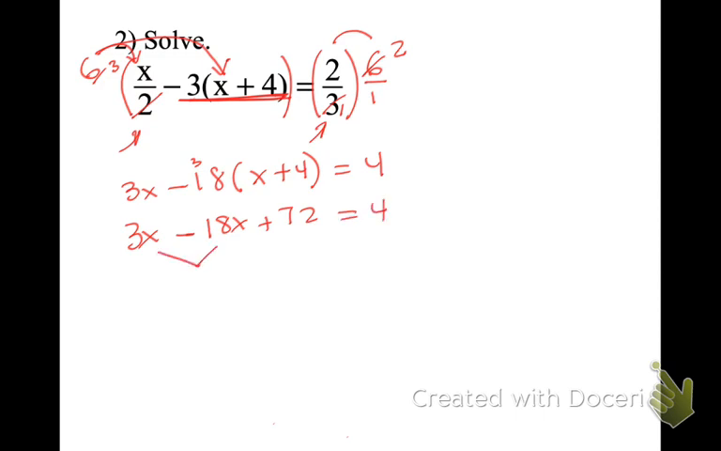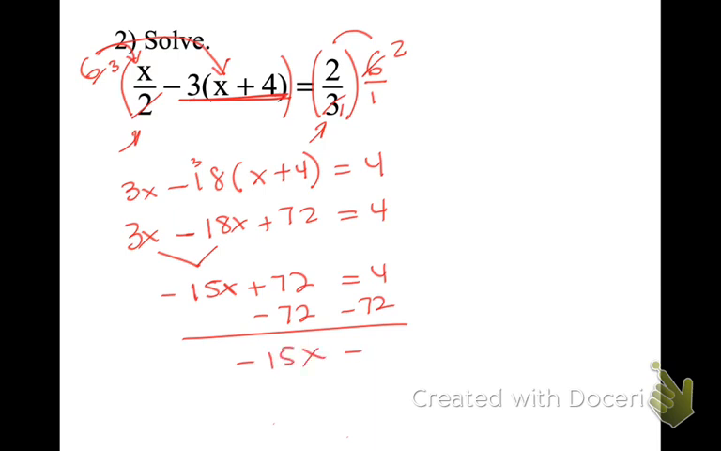And I'm going to combine my like terms. So I have negative 15x plus 72 equals 4. I'm subtracting 72. Negative 15x equals negative 68. Divide by negative 15. And I believe there's nothing divisible, but it is positive. So let's see.